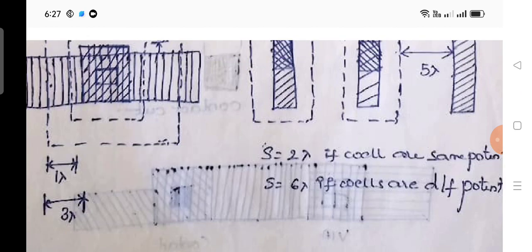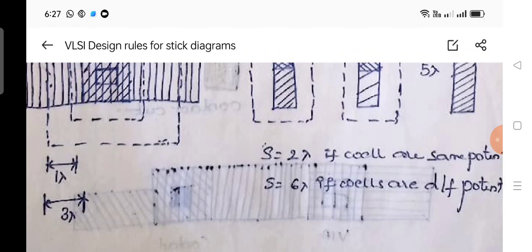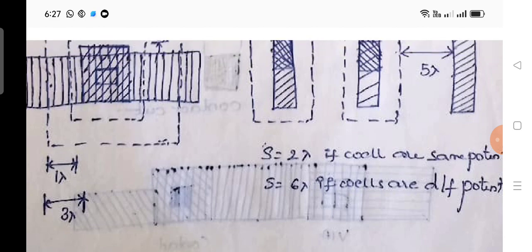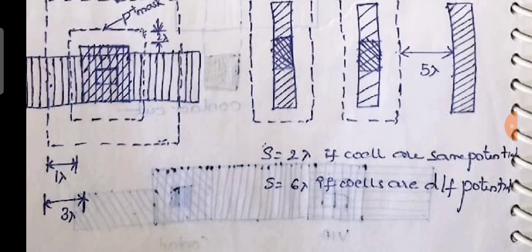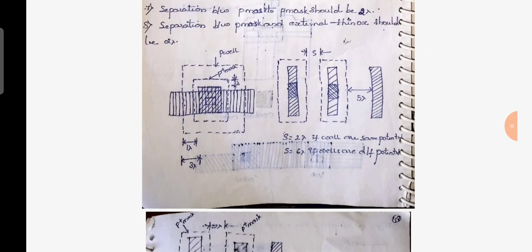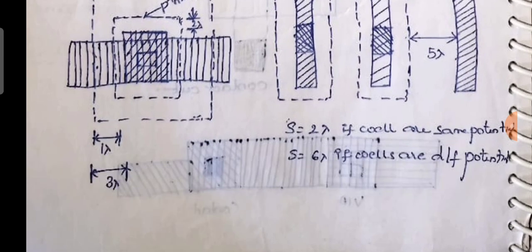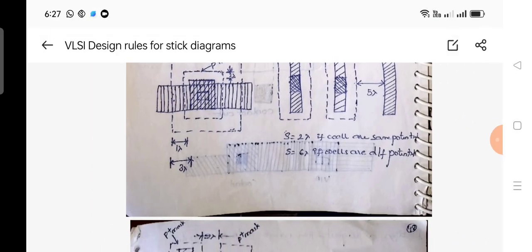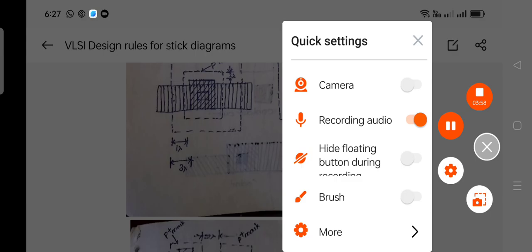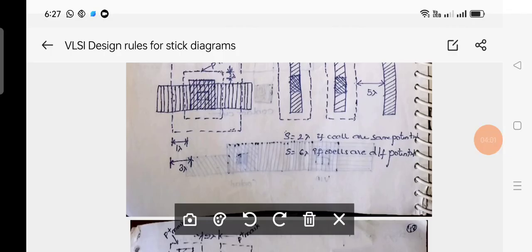But very importantly, you can talk about if the two wells are at the same potential. What is meant by same potential? Can anybody try to tell? Here. What is meant by same potential? Yeah, absolutely. If two wells belong to, let us assume that the two wells are N wells. Here, these two wells are at the same potential.